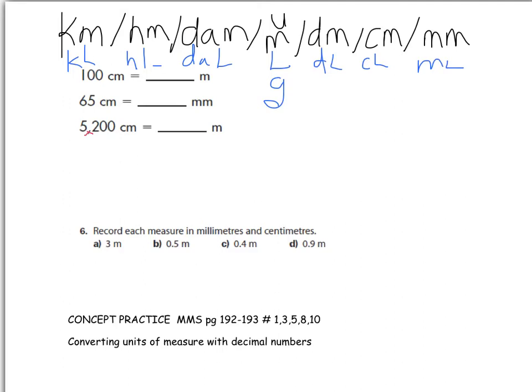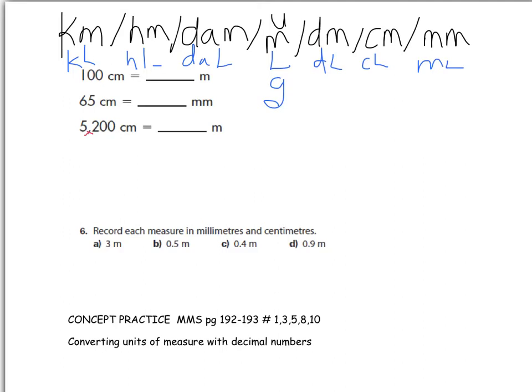Again, that information, your background knowledge, that you know there's 100 centimeters in a meter. There would also be 100 centiliters in a liter. There would also be 100 centigrams in a gram. So that same knowledge transfers as well to the other units.